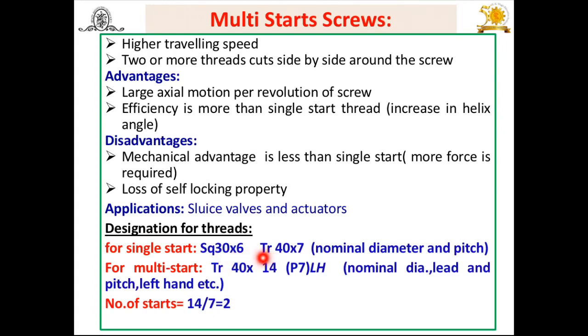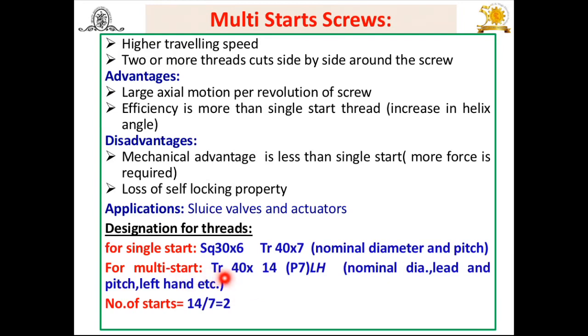Similarly, how to designate the trapezoidal thread? TR is for trapezoidal, 40 means nominal diameter, 7 is the pitch: TR 40 by 7. But for multi-start, take the example of trapezoidal: TR 40 by 14, P7. TR means trapezoidal thread, 40 means nominal diameter. Now another important term comes into the picture, that is 14, and in brackets P7. P7 means the pitch and 14 means the lead. For multi-start, from the lead and the pitch we can easily find the number of starts. The number of starts is equal to lead upon pitch. So you will get number of starts 2.